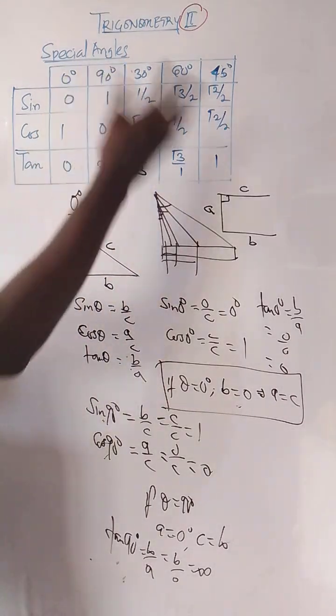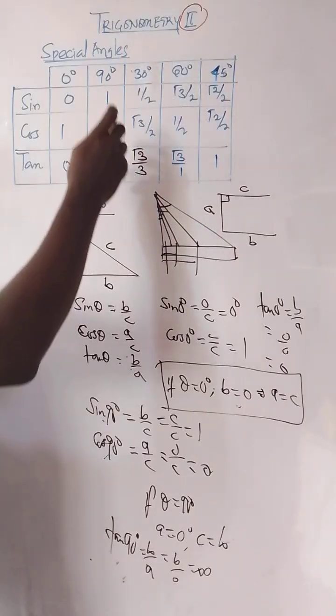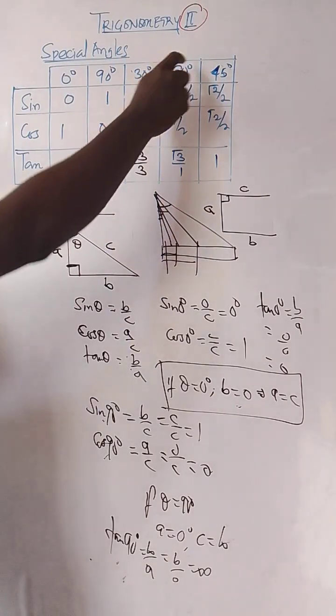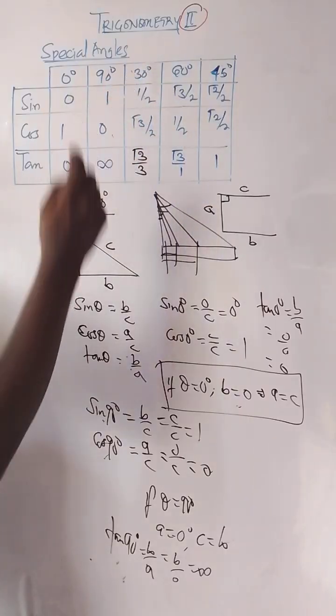If you know sin 30, you already know the others. You know 30 and 60 already, because sin 30 and cos 60 will be the same. Half, half. So cos 60 will be 1 over 2, and sin 30 will be 1 over 2.